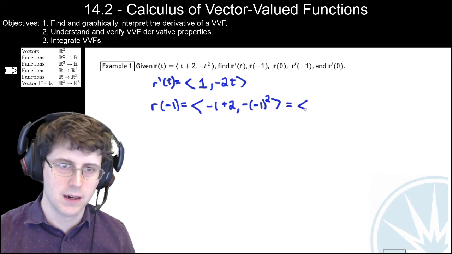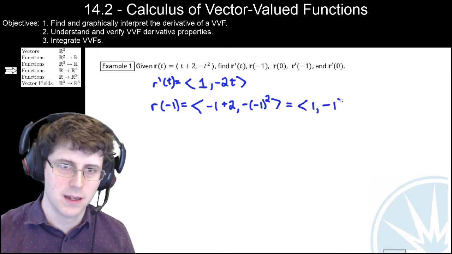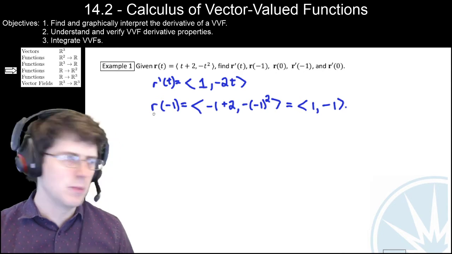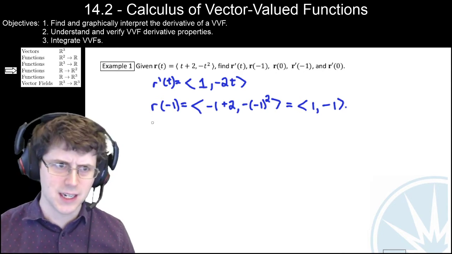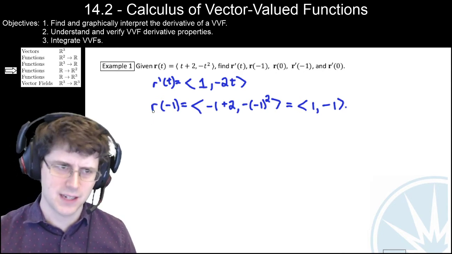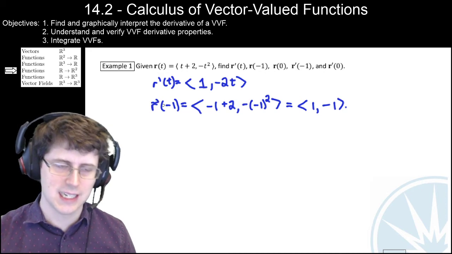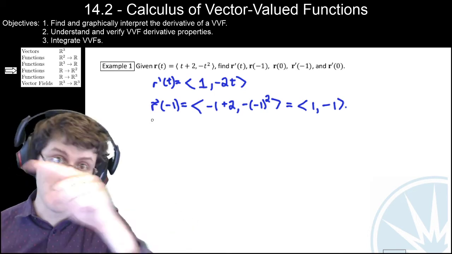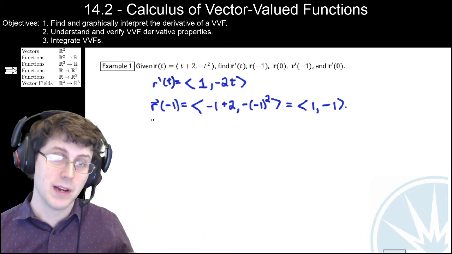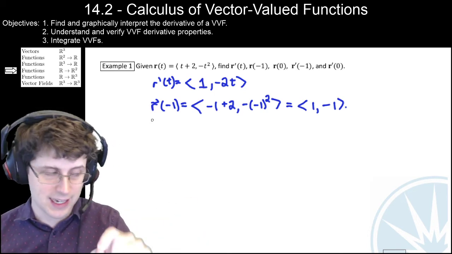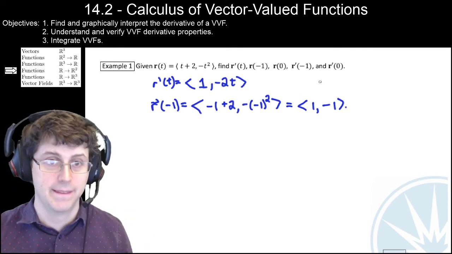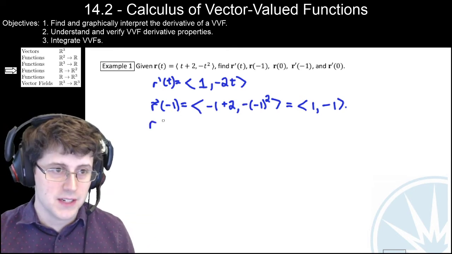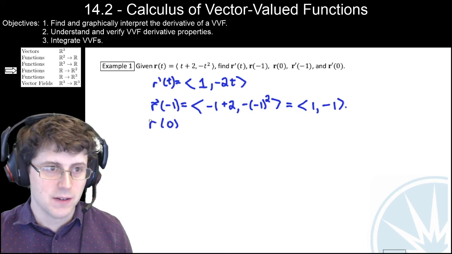So I get 1 minus 1. Remember, when I have a vector-valued function and I plug in a number into the vector-valued function, I'm thinking of this as like a location on a curve. Like maybe it's a spiral, or maybe it's a parabola, or maybe it's a line. But when I plug in a number into r of t, that tells me where I am. So r of 0 will tell me the starting point for my curve.